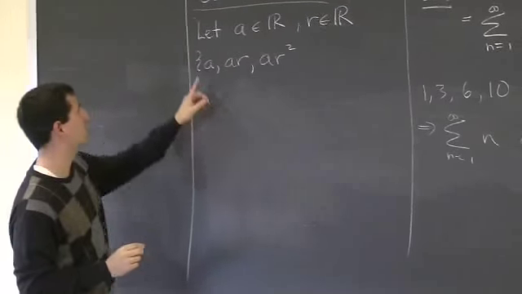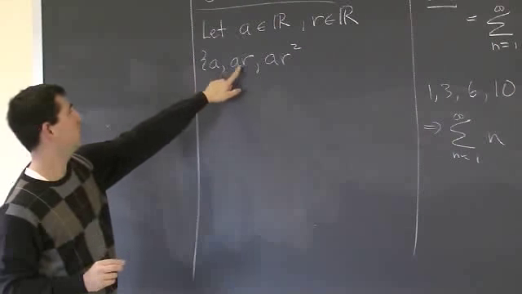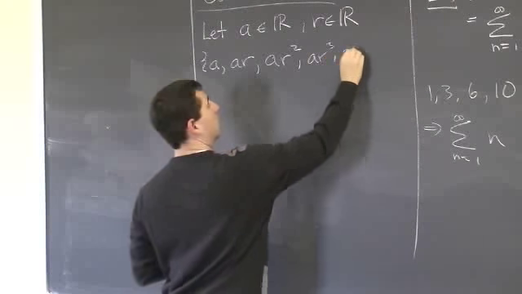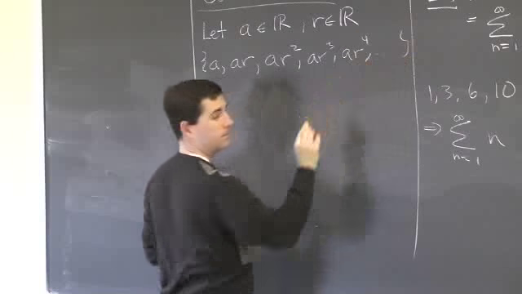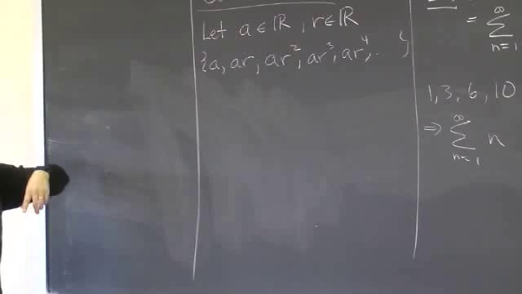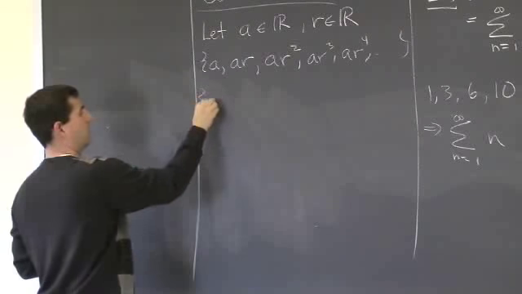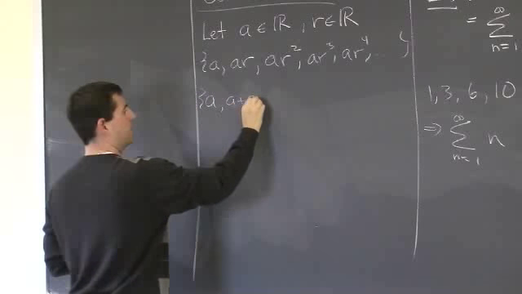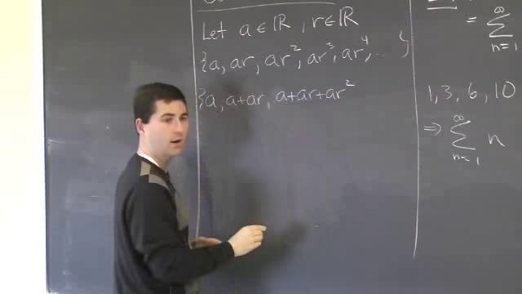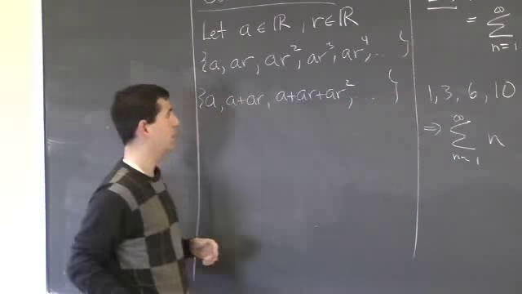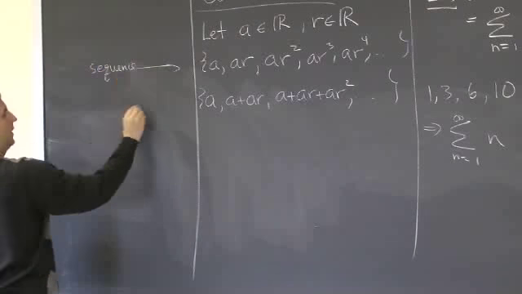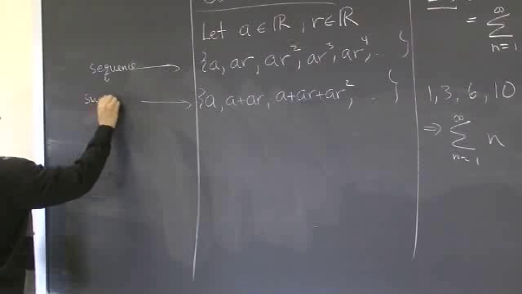Okay, so let's get back here. We have each of these terms, and we're just going to keep multiplying by r. You get ar cubed, ar to the fourth, and so on. Okay, so that's our sequence. And now we build the sum sequence. The sum sequence is going to look like a, a plus ar, a plus ar plus ar squared, and so on. That's the sum sequence, or partial sum sequence.